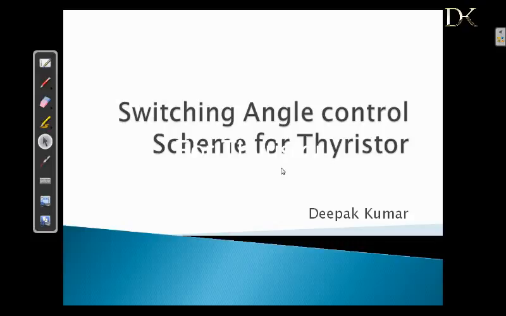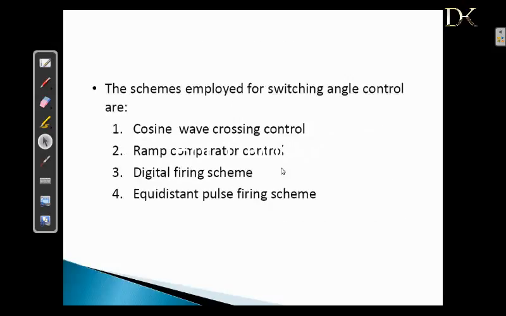Now in this video basically we are going to cover these four schemes. One is the cosine wave crossing control, second is the ramp comparator control, third is the digital firing scheme, and fourth one is the equidistant pulse firing scheme. Now the first scheme that we are going to discuss, the cosine wave crossing control, is obtained from the input supply through an integrator, because integration of a sine wave is your cosine wave.